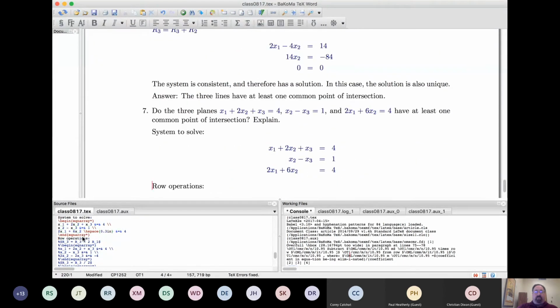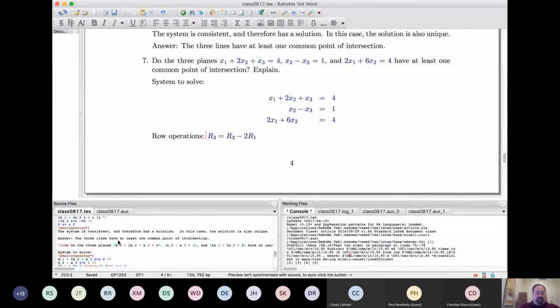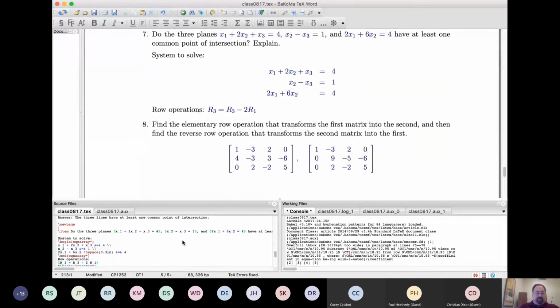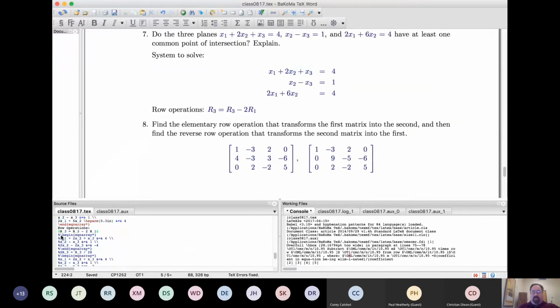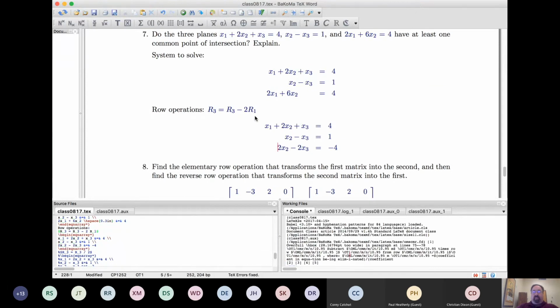So then I perform the same elimination procedure. I look at the coefficients. I'm going to take twice the first row and subtract it from the second. So R3 is itself minus twice row one. Okay, I'm going to move this to a new page. Okay, so now those are eliminated.